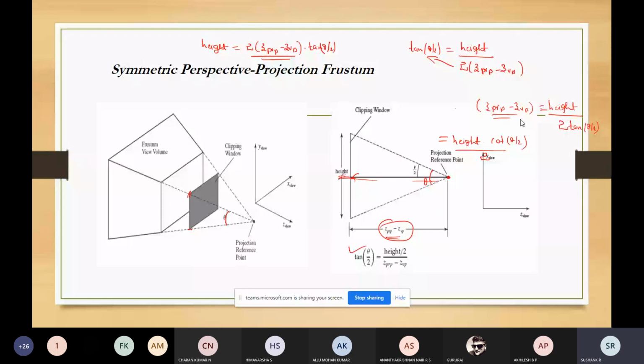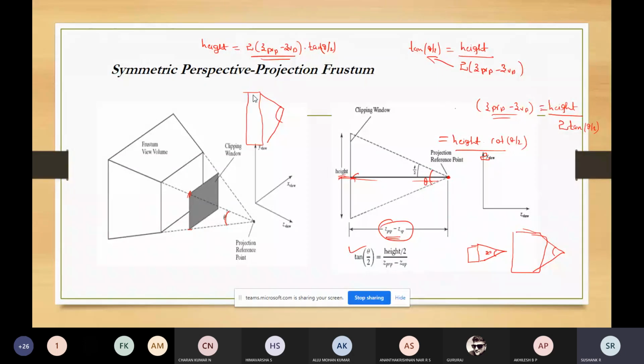So you can keep that example in mind. For example, when the angle is 20 degrees, this will be my clipping window height. When the angle is 45 degrees, you just assume it as 45 degrees, the height of the clipping window will be this much. When the angle is 75 degrees, the height of the clipping window will be more than that.